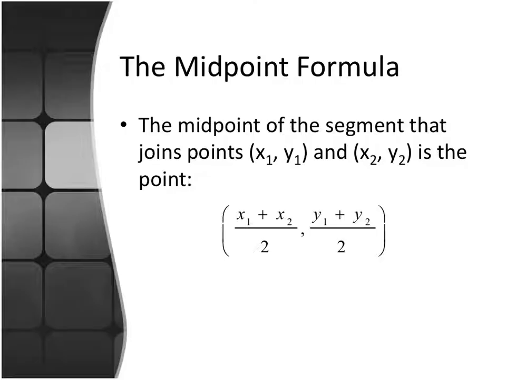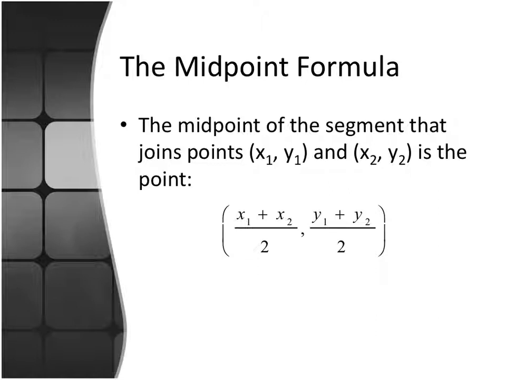All right, now I know on your slide you don't have the midpoint formula, so go ahead and write it in. The midpoint of a segment that joins 2 points is going to be calculated by basically finding an average. You're going to add the x's, divide by 2, add the y's, divide by 2.